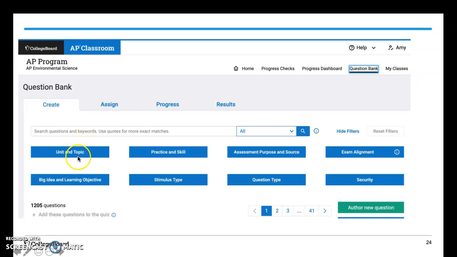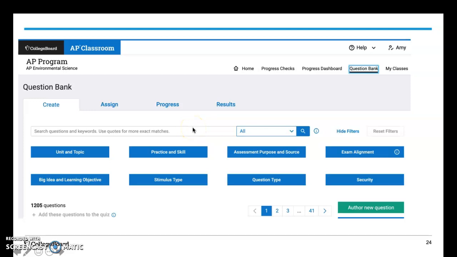So I can search by unit number, 9 on environmental sustainability, and search for a particular topic. And that's a drop-down menu that will let me dial in to topic 9.1. I can search by my practice or skill. I can say, I need some good multiple choice questions that assess being able to interpret science reading or science literature content. I can search by the type of question, multiple choice or FRQ, or I can even put in a word search here.